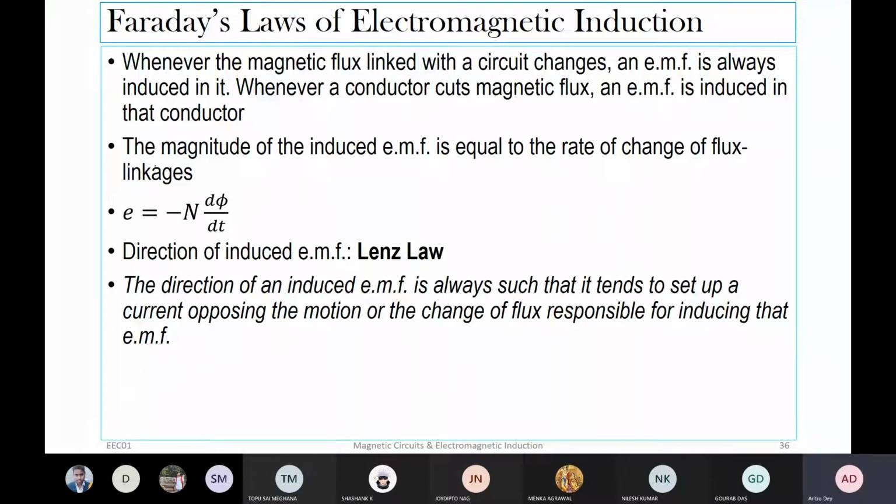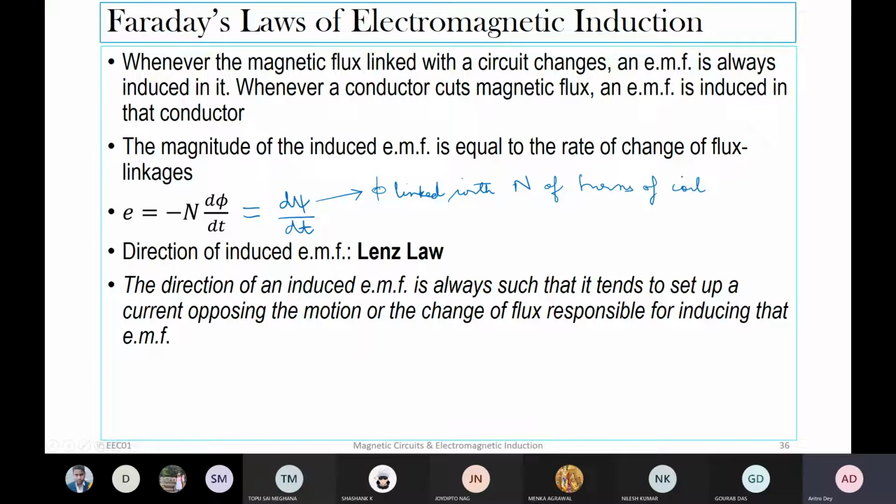So here we can say that whenever the magnetic flux linked with a circuit changes, that means whenever there is a rate of change of flux, then an EMF is always induced in it whenever a conductor cuts the magnetic flux. You can write the induced EMF like this, where E equals N d phi dt, or you can write d psi dt, where psi is equal to flux linkage. Flux linkage means phi linked with N number of turns of coil.